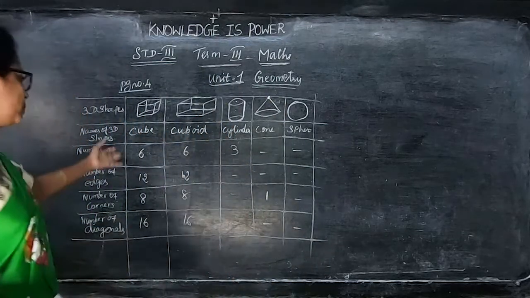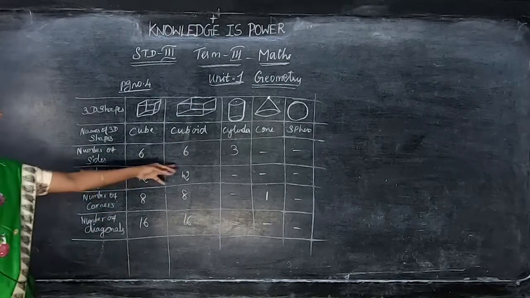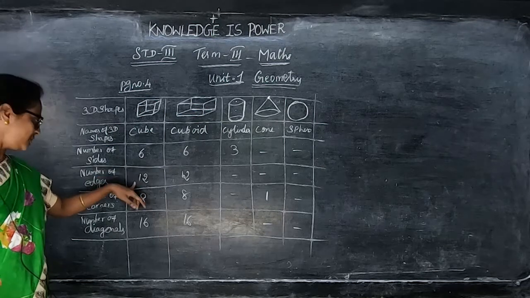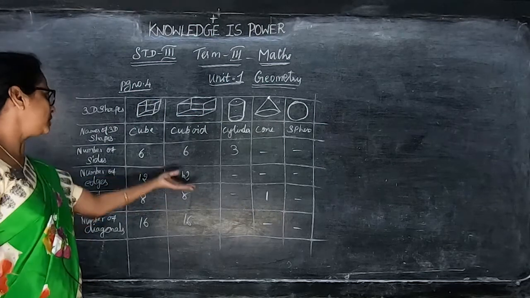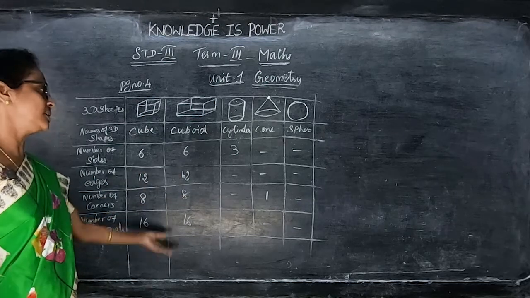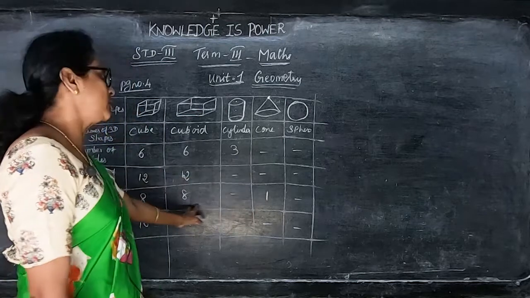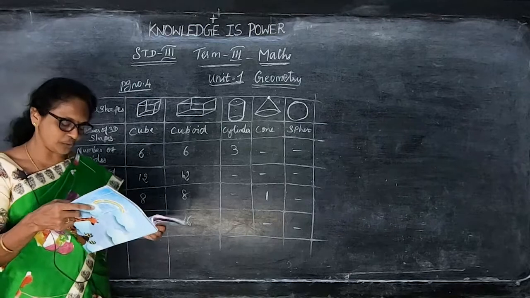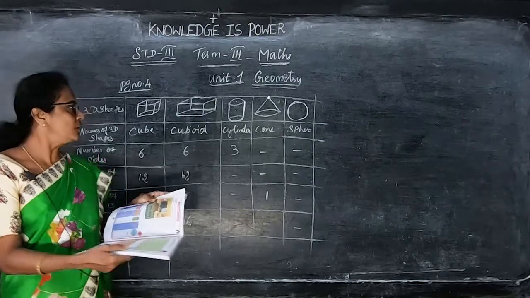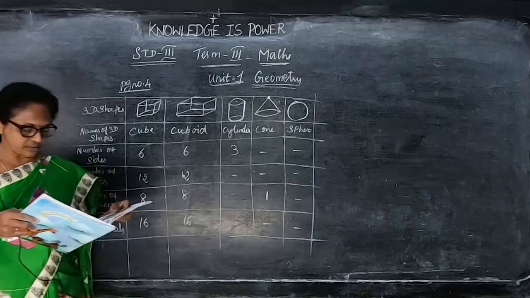So for cube and cuboid it is the same: 6, 12, 8 and 16. That is 6 sides, and this also 6 sides. Edges is 12, and this also 12. Corners is 8, and this is also 8, and diagonals is 16 and 16. And cylinder only 3 sides, and cone only 1 corner. Sphere has nothing, only a round shape. So up to this you can go through, children. Remaining we'll see in the next class. Thank you.